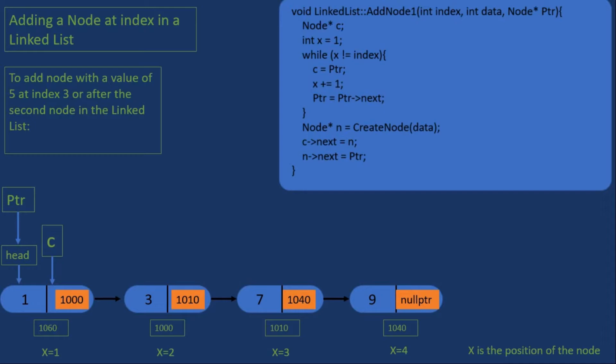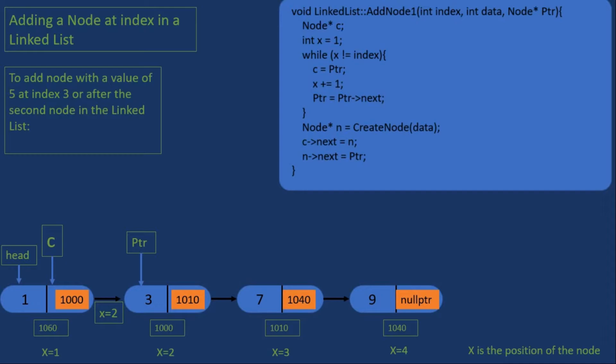The reason we do this is that we want to leave the pointer c one step behind ptr. So we want the pointer c to trail the pointer ptr so that we have access to the previous node. We increment x by 1 and advance the pointer to point to the following node, which has the value of 3.